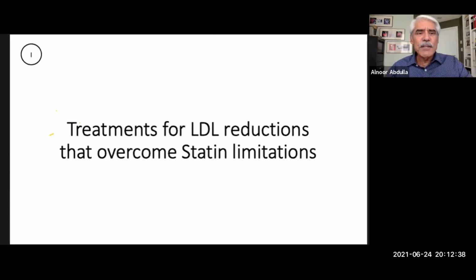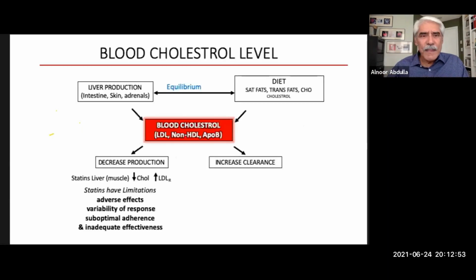So any new treatments that we are going to bring in have to overcome these limitations of statins. Otherwise, they are really just another one on the block. All right, so you're going to see this slide a few times tonight.